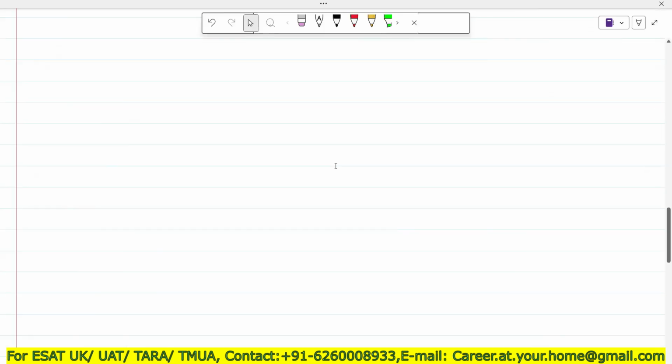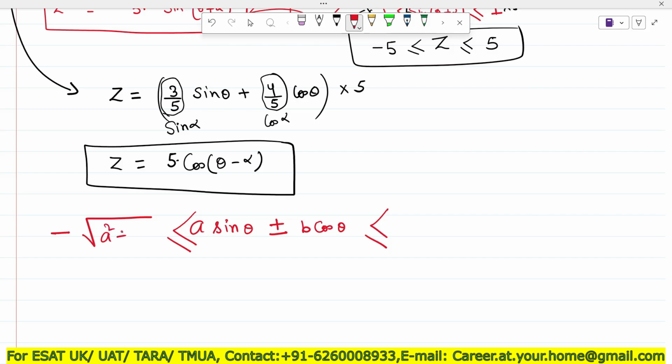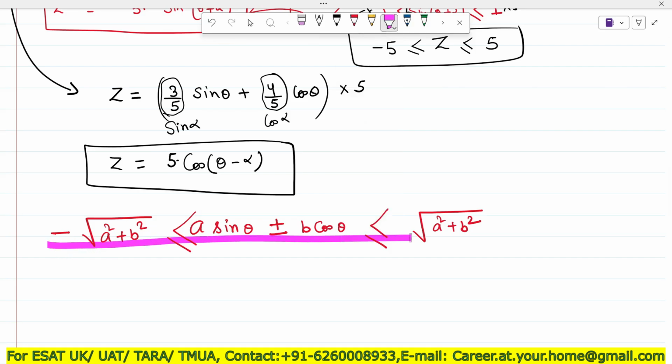Okay, I get it, but regarding the first question, if we go back to the first question. See, now the conclusion is, if you have a sine theta plus or minus, whatever the middle sign, b cos theta, it will always lie between minus root of a square plus b square to plus root of a square plus b square. This result you should remember. This is a very useful result in many subjects like physics and maths also.